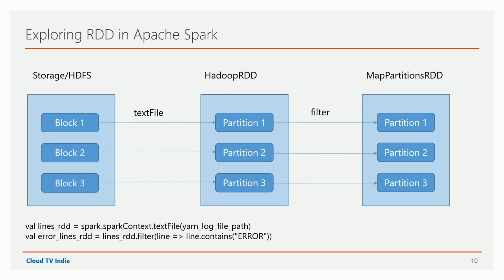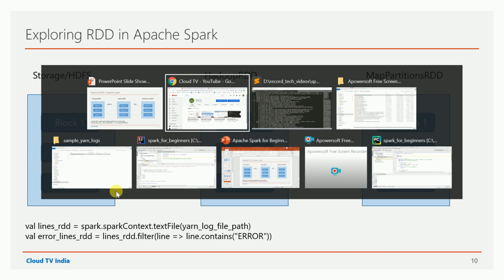Once you get this RDD, you can apply any transformation or action on that RDD. If you apply a filter transformation, you get a new RDD. That RDD is a MapPartitionsRDD. In this video we are going to see the PySpark code; on this slide I just copied the Scala code. So let's go to the example and I'll show you the PySpark code.